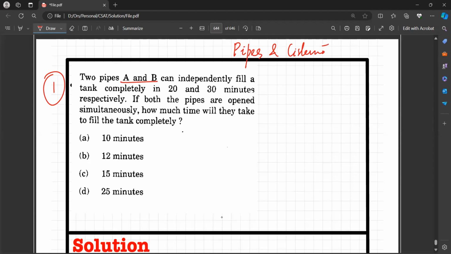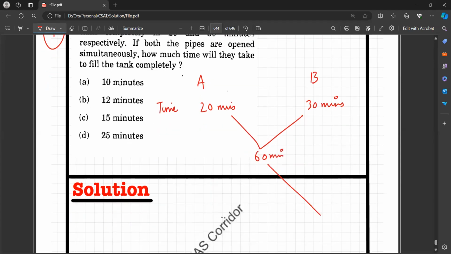Two pipes A and B can independently fill a tank completely in 20 and 30 minutes respectively. So this is A, this is B. What is the time taken to complete? 20 minutes, 30 minutes. Take the LCM, 60 minutes. Got it? So how much will A's efficiency be? 60 minutes by 20 minutes, that is 3. How much will B's efficiency be? 2. Got it?